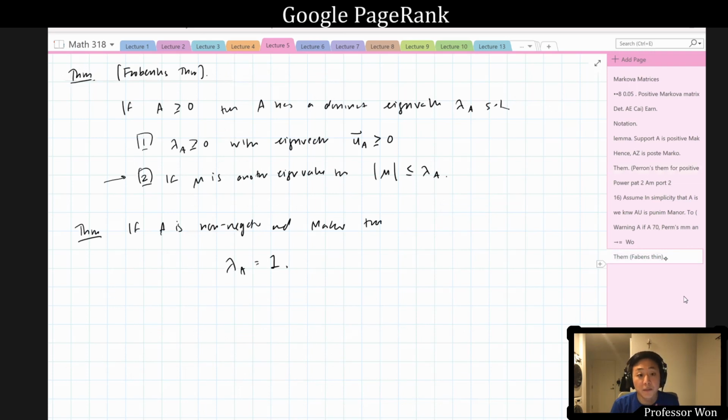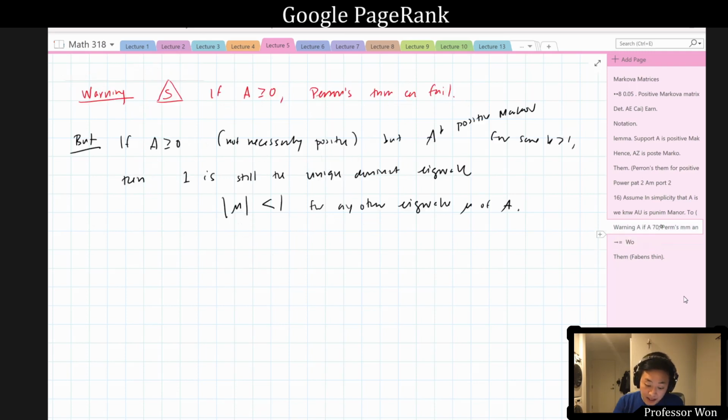Frobenius' theorem is a bit weaker because it deals with non-negative matrices, so some of the entries are allowed to be 0. Such matrices will have a dominant eigenvalue with a non-negative eigenvector. The dominant eigenvalue will be non-negative, and it might not be the unique biggest thing. There could be other eigenvalues that are equal to the dominant one in absolute value. But again, if it's Markov, then the dominant eigenvalue will be 1. So you're always guaranteed for a non-negative or a positive Markov matrix that the largest eigenvalue will actually be 1.